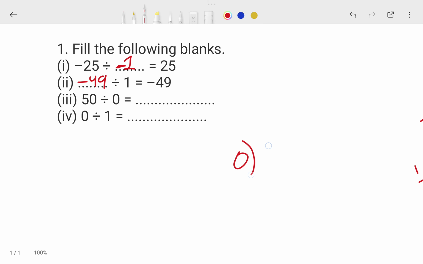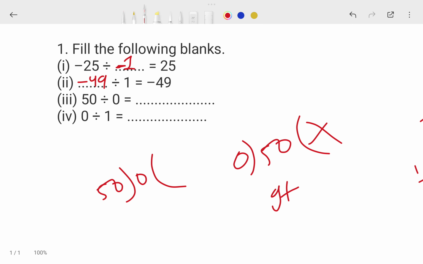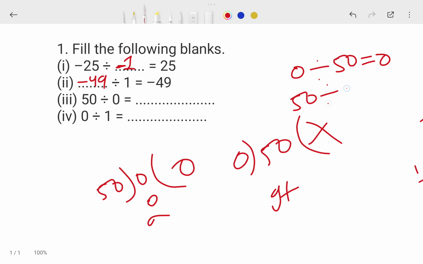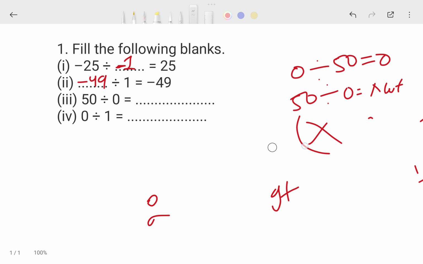And one thing here, it is not possible. Actually, when you divide by 0, if you divide 50 by 0, it is not possible. This is not possible because you cannot divide any number by 0. You can divide 0 by 50, the answer will be 0. If you divide 0 by 50, the answer will be 0. But if you divide 50 by 0, it is not possible. You cannot divide.